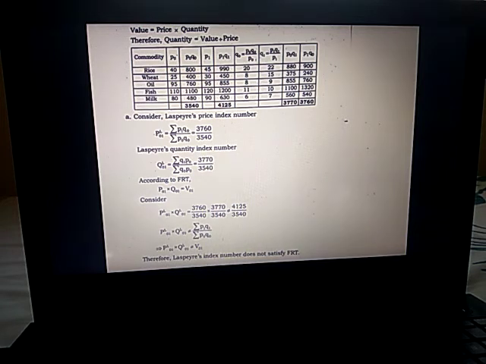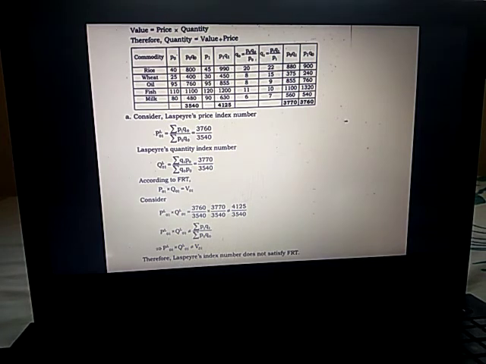Now we have to check whether Laspeyres index number satisfies factor reversal test. So consider Laspeyres price index number. P01 to the power L is summation P1 Q0 divided by summation P0 Q0. We have the values calculated from the table. We substitute. Laspeyres quantity index number, Q01 to the power L, is summation Q1 P0 divided by summation Q0 P0. The values are already calculated. So according to factor reversal test, P01 into Q01 should be V01. So we'll substitute and see whether we are getting the same or not.